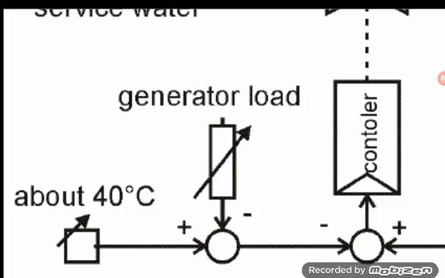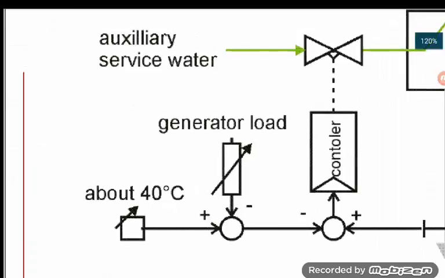When you don't have this, then it takes a little time until the control loop sees that the temperature goes up. You increase your generator load, and then maybe, I don't know, 5 minutes later, the temperature goes up. And then the control loop sees, okay, I need to open the control valve. When you put the generator load into this control loop, then you can make the control loop a little faster.